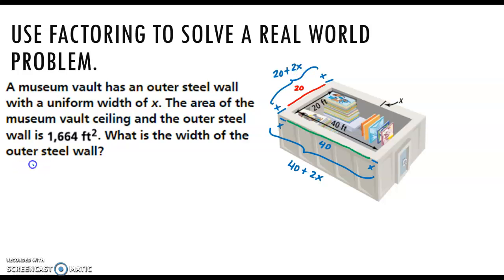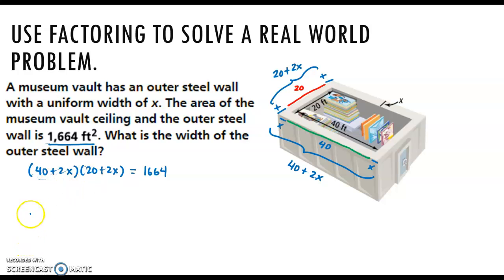If I want to know how big the whole vault is, I would need to do length times width. So I would do (40 plus 2x) times (20 plus 2x). I forgot the x. And the problem tells me that the whole museum vault is 1,664 square feet. So we're going to try to solve this for x. We have an equation now, so we get to figure out what x is.